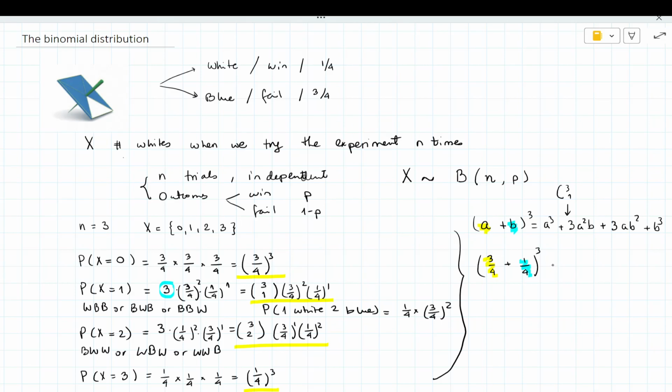And if I sum them all, I'll be summing all the possible probabilities, and the result of that has to be 1. And it is 1 because 3 over 4 plus 1 over 4 is 4 over 4, cubed. So that's 1. So it makes sense that the sum of the probabilities is 1. So we introduced the binomial probability in this example, and now we are going to move on to generalize it a little bit.